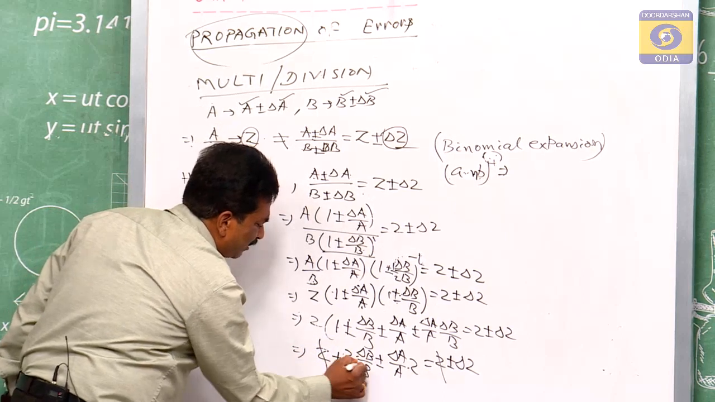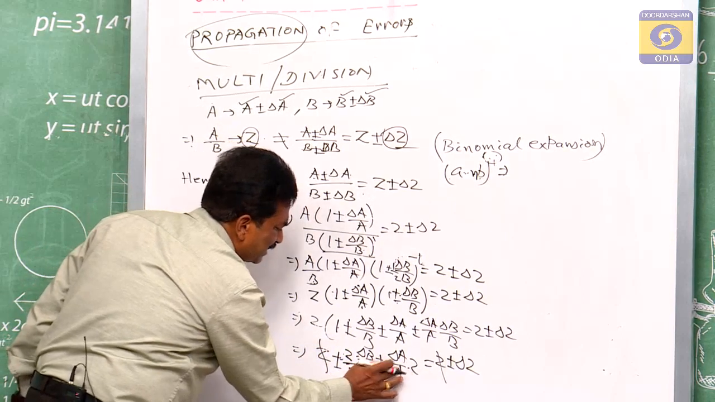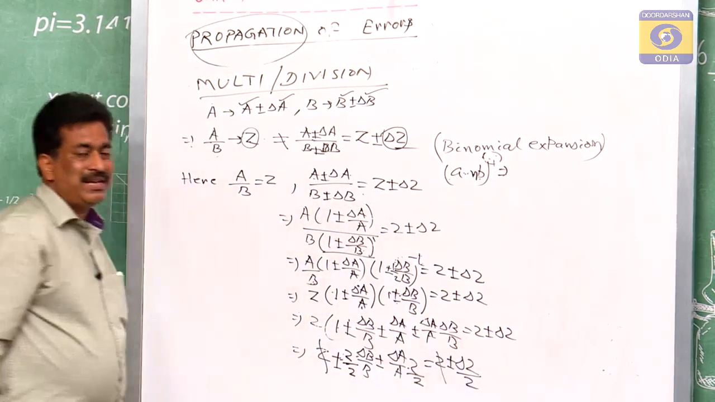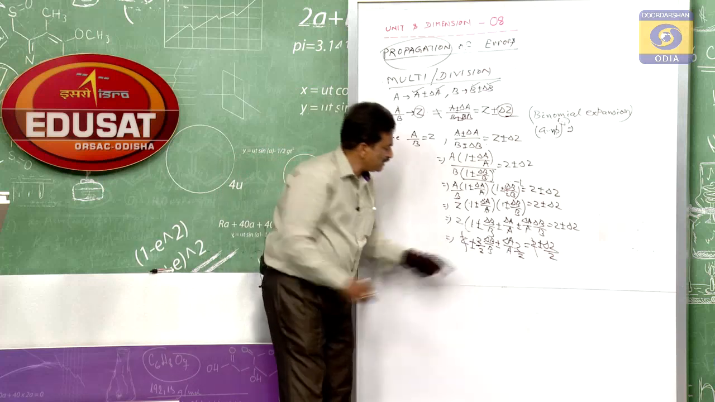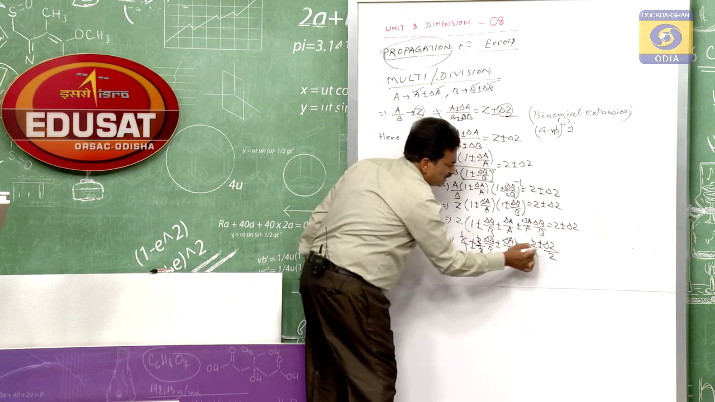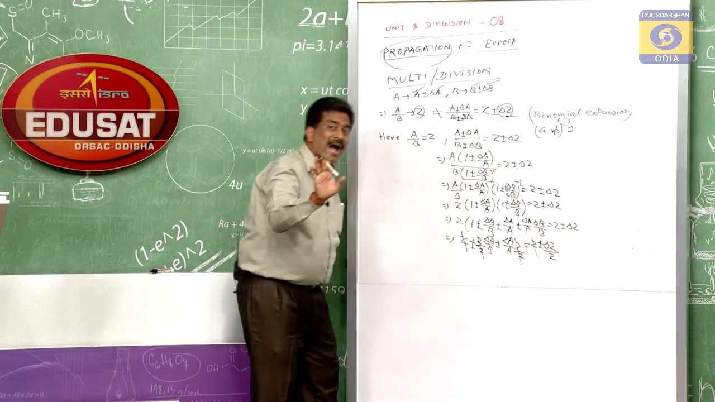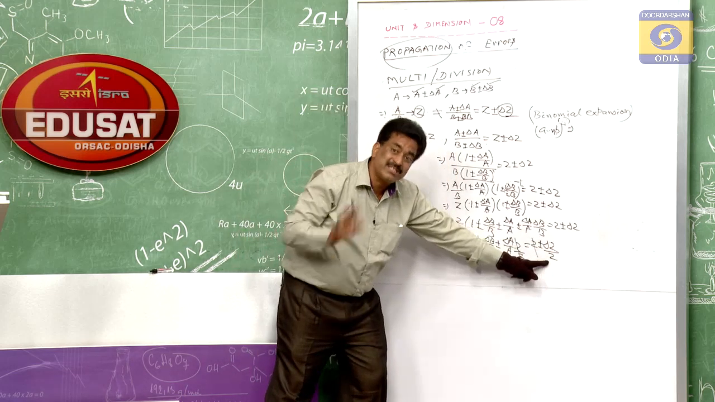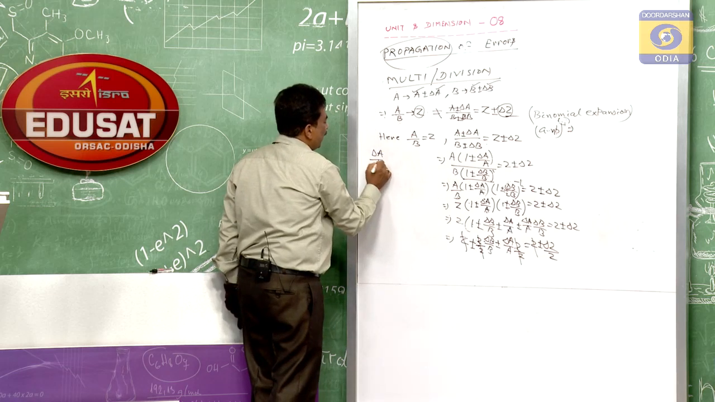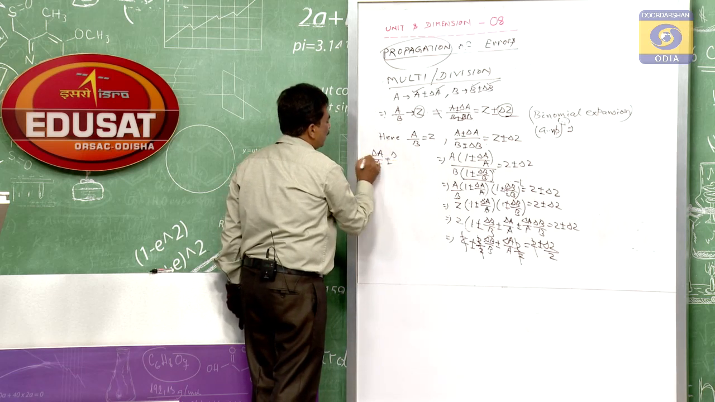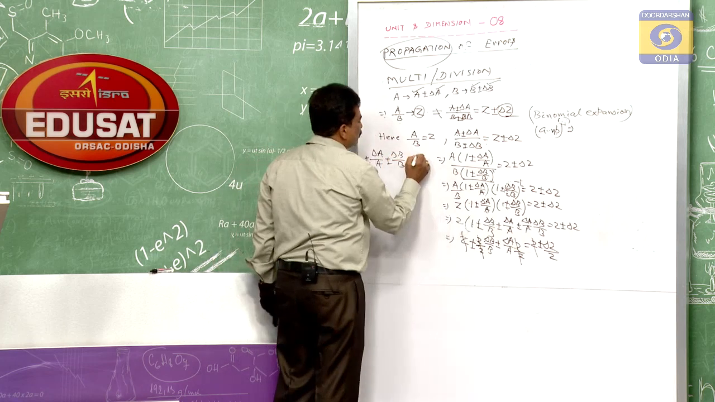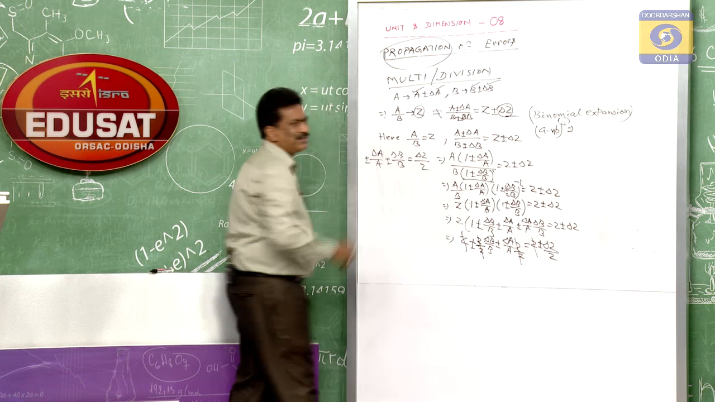Now divided by z. Okay, so when divided by z, this z is cancelled, this z is cancelled, this z will remain as such, because this is the del z, this is the z. So what remains now? Del a by a plus or minus del b by b is equal to del z by z.